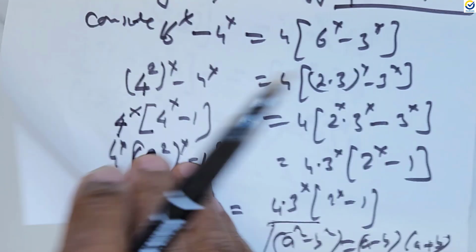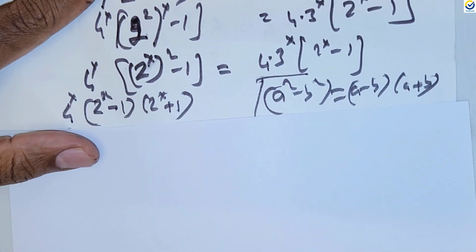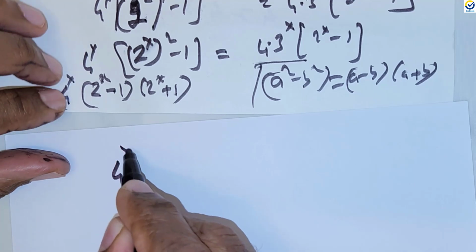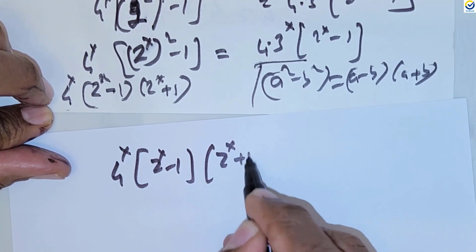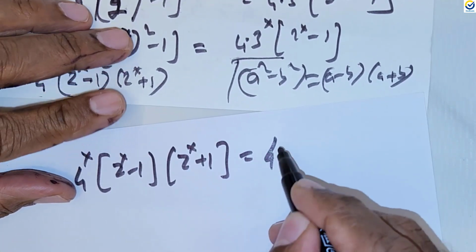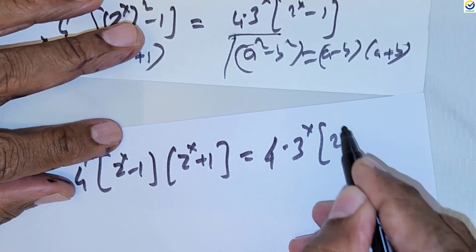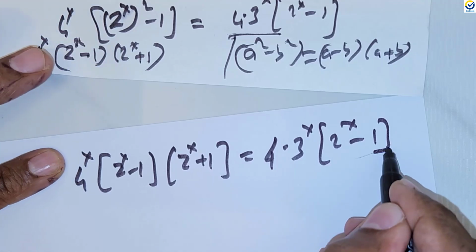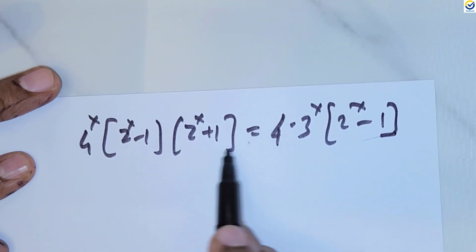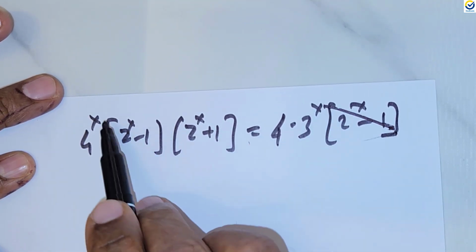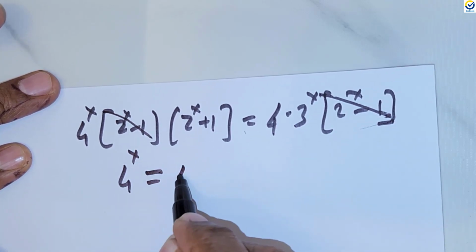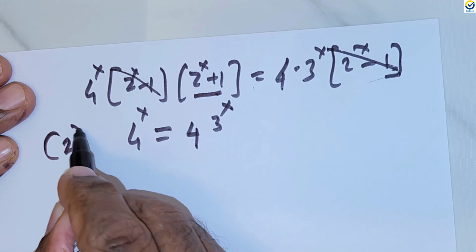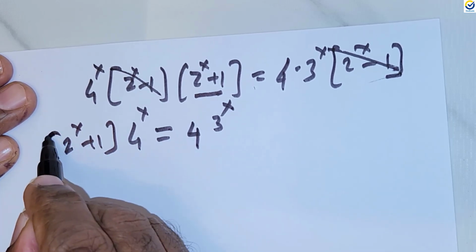Now let me move to the next side. So what do I have? I have 4 raised to the power of x times 2 raised to the power of x minus 1 times 2 raised to the power of x plus 1 is equal to 4 times 3 raised to the power of x times 2 raised to the power of x minus 1. Now 2 raised to the power of x minus 1 and 2 raised to the power of x minus 1 can be cancelled, giving me 4 raised to the power of x times 2 raised to the power of x plus 1.